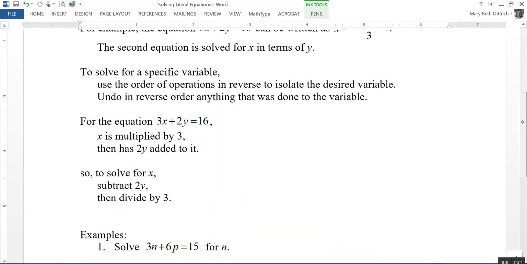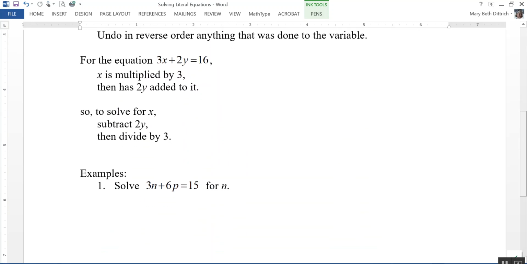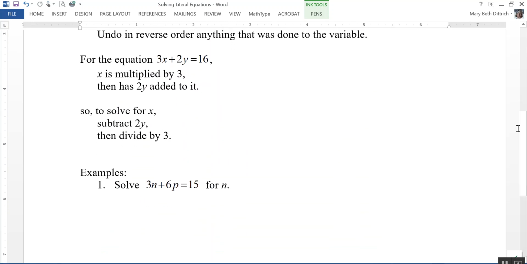Here's how I did this equation. For the equation 3x plus 2y equals 16, notice that x is being multiplied by 3, then it's having 2y added to it. So if I want to solve for x, that is get x all by itself, I'm going to undo each of those backwards. Since adding 2y was second, I'm going to subtract 2y on both sides. Then I'm going to undo multiplying by 3 by dividing everything by 3. Let's take a look at a couple examples here.